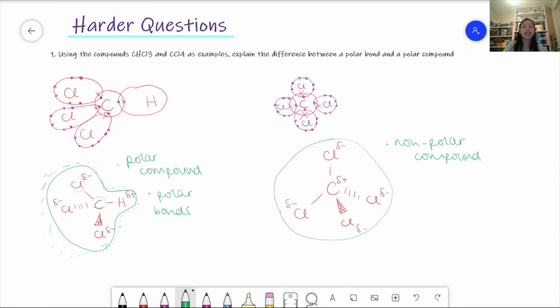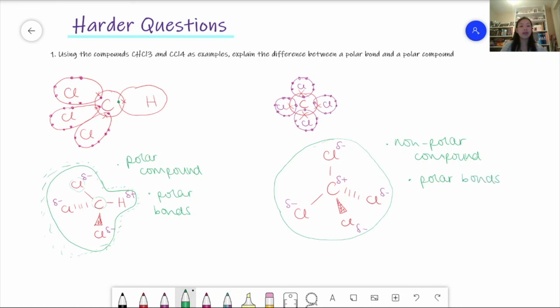But because there's a difference in the electronegativity between 2 of the atoms which are bonded together, in this case we only have 1 type of bond, a C to a Cl, then that means we have polar bonds because the chlorine is much more electronegative than the carbon.